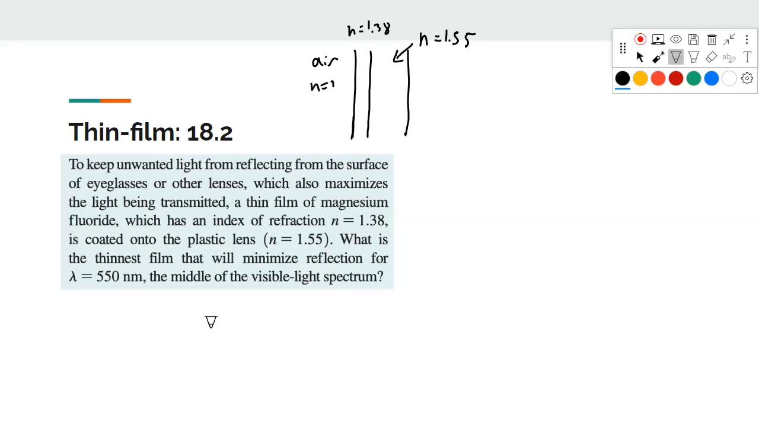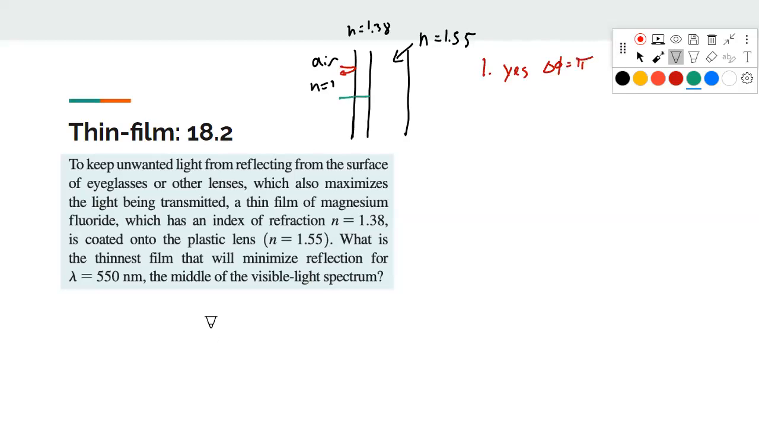Okay, so you can see in this case, when we go from the air and bounce off the film, we're going from a low N to a high N. So do we get a phase shift or do we not get a phase shift there? We do get a phase shift. So for this first one, yes, we get a phase shift of pi from that surface.